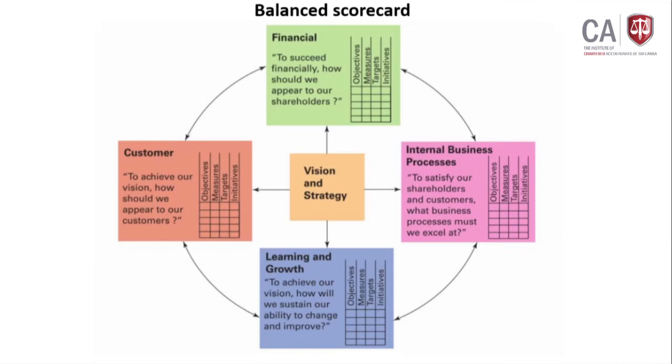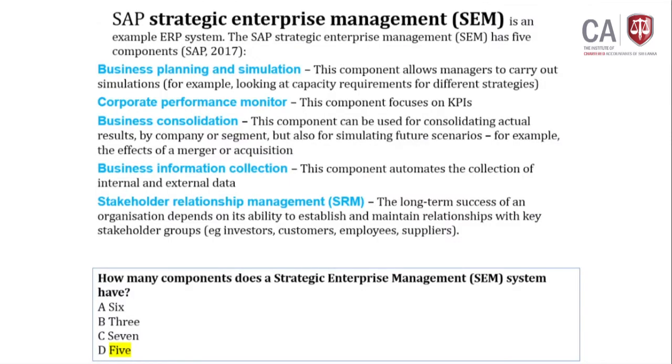So about the balanced scorecard, we will be talking here. Before that, we learn about what is strategic enterprise management in SAP. SAP is an ERP. So in SAP software, there is also an SCM component, that is, strategic enterprise management is there. It's an example of an ERP. So SAP also has SAP strategic enterprise management.